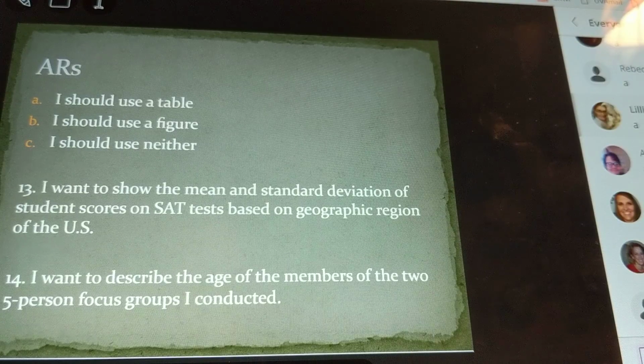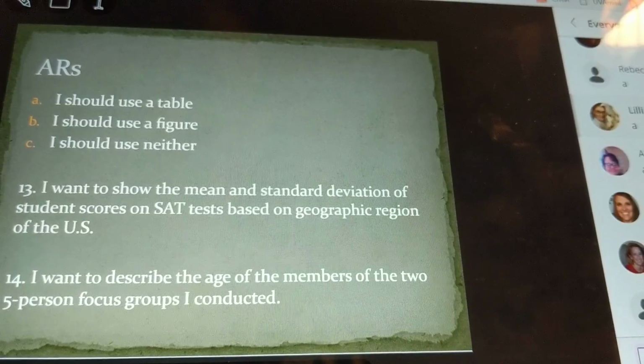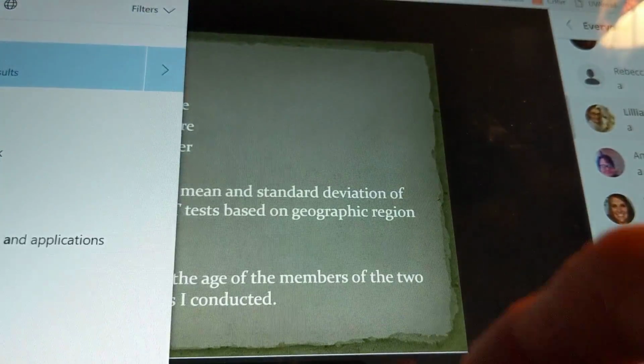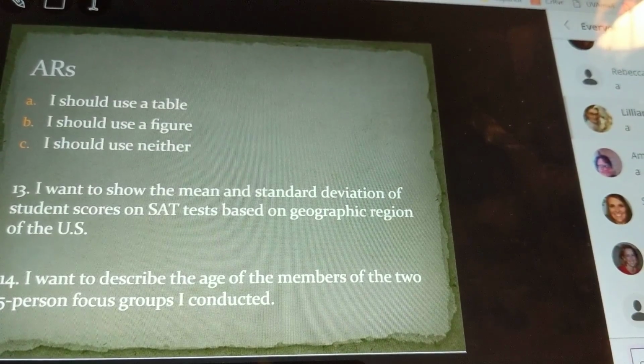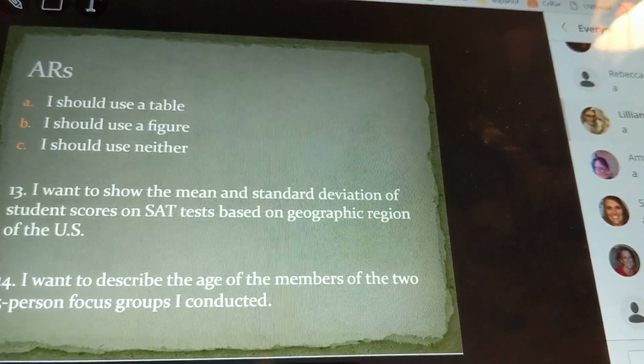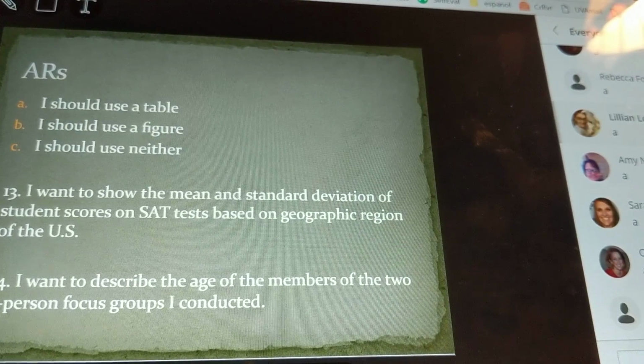All right, a good number of you had A's. Let me pick on somebody. How about, I haven't heard from Carolyn Kendall. How come you picked A?